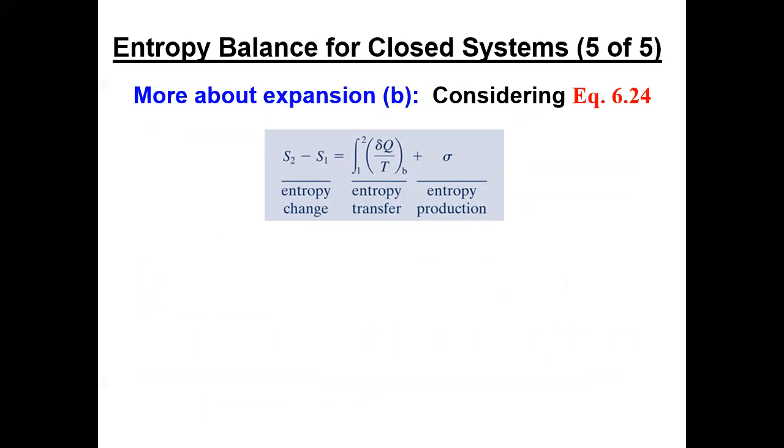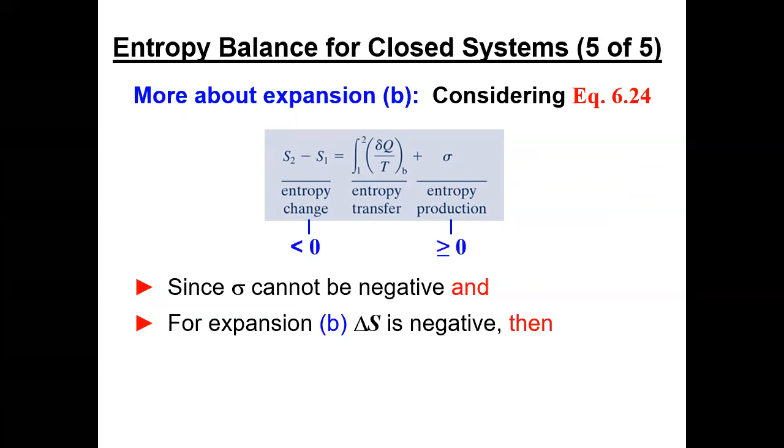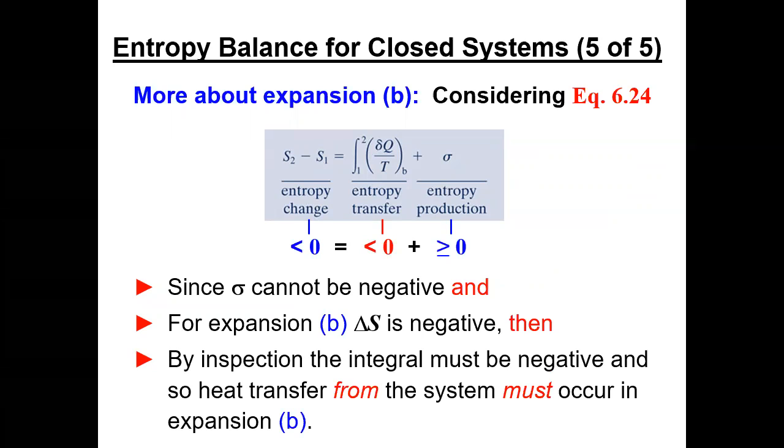More about expansion B. You go back to the general equation, and we know sigma is greater than or equal to 0. Sigma cannot be negative. So for expansion B, delta S is negative, then by inspection, the integral must be negative. And so heat transfer from the system must occur in the expansion in order for this to be a possible process. So you better be sucking some heat out of that thing if you're going to start at this point and end at that point. And this is the kind of stuff the second law gives us.